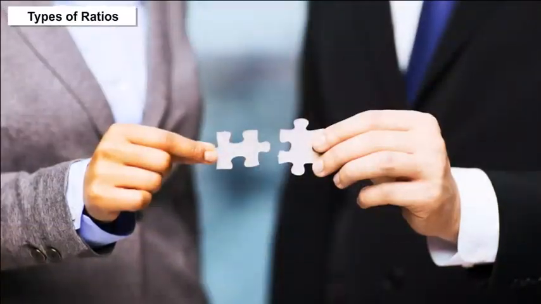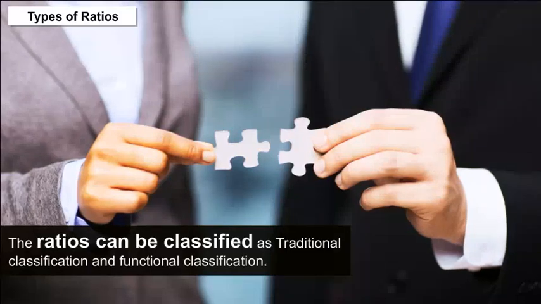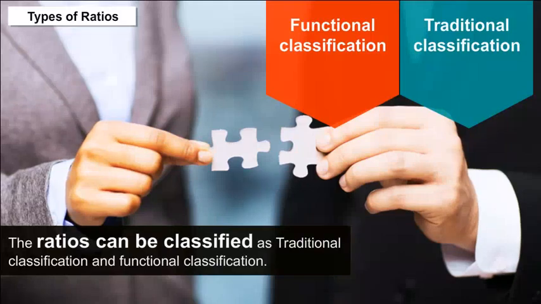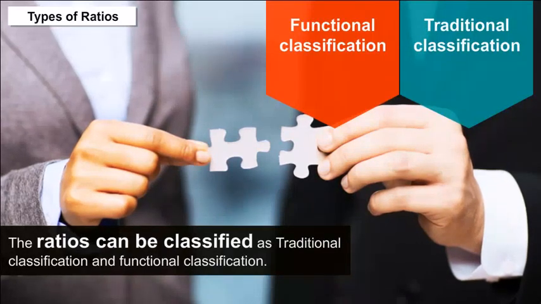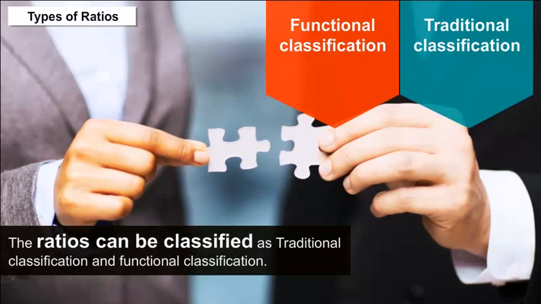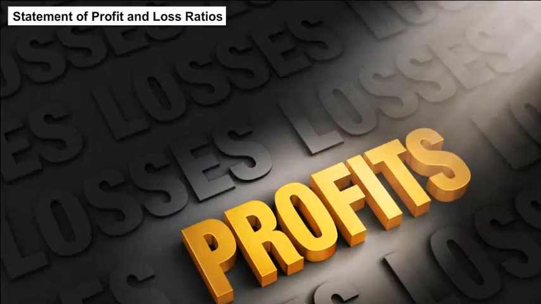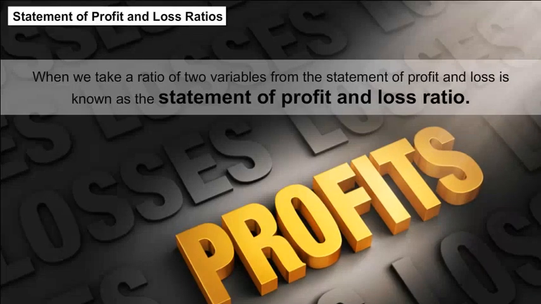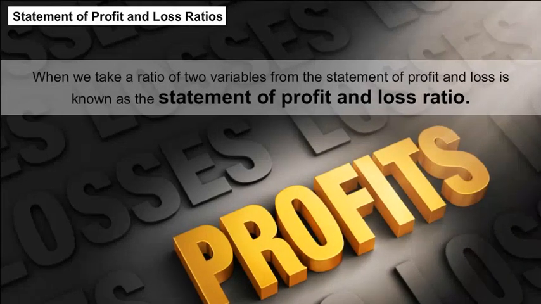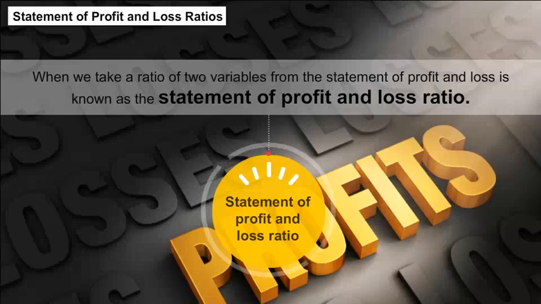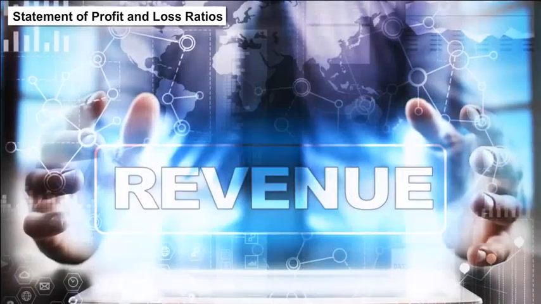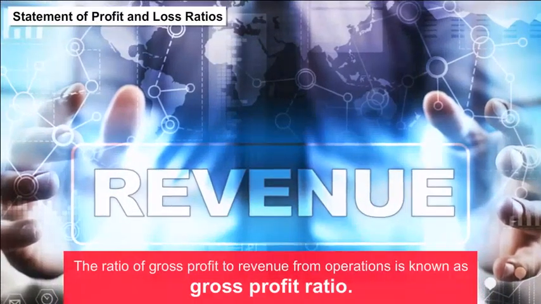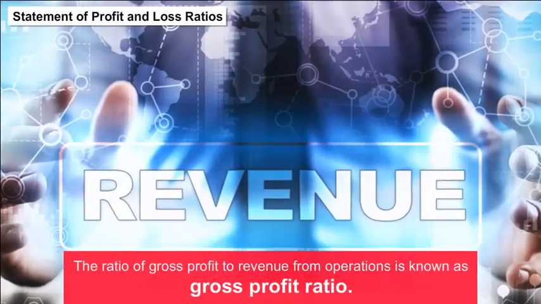Types of ratios. The ratios can be classified as traditional classification and functional classification. On the basis of traditional classification, the ratios can be classified as statement of profit and loss ratios. When we take a ratio of two variables from the statement of profit and loss, it is known as the statement of profit and loss ratio. For example, the ratio of gross profit to revenue from operations is known as gross profit ratio.